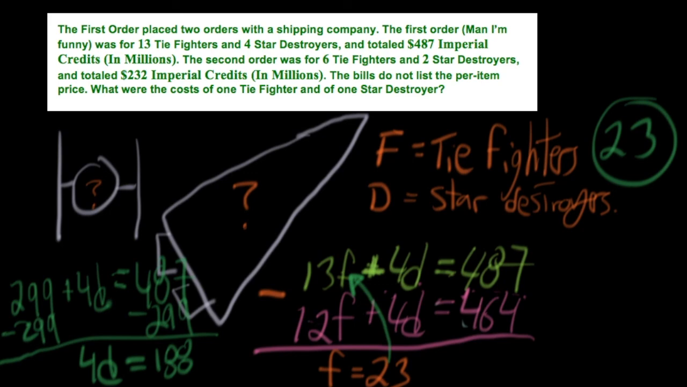And I'm going to have what my Star Destroyers are. And we love Star Destroyers. And that is going to be 47. So, 47 Star Destroyers and 23 TIE Fighters. That sounds like the cost of each one. So that's not, of course, how many of each one, but how much they cost in Imperial credits in millions. So 23 million for a TIE Fighter and 47 million for a Star Destroyer. A great deal. I would highly recommend buying some of those bad guy ships.